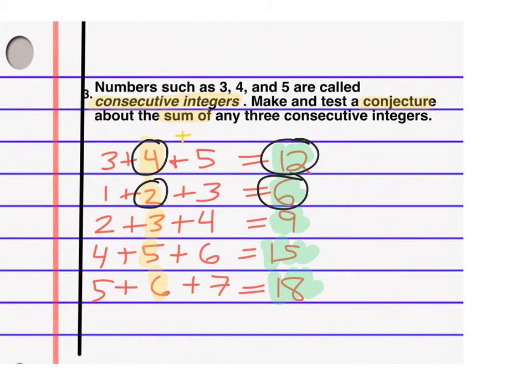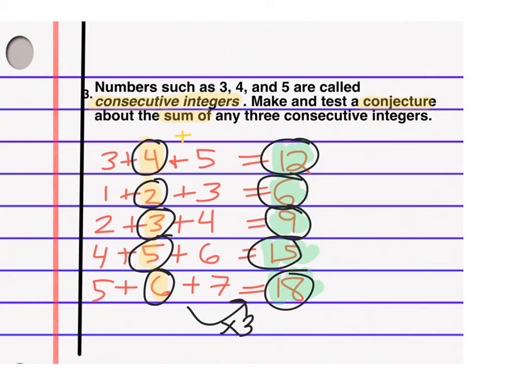So is there another way to get from 4 to 12 that would also work for getting 2 to 6, 3 to 9, 5 to 15, 6 to 18? Hopefully you're saying you're tripling or multiplying by 3. Okay? So let's make a conjecture.